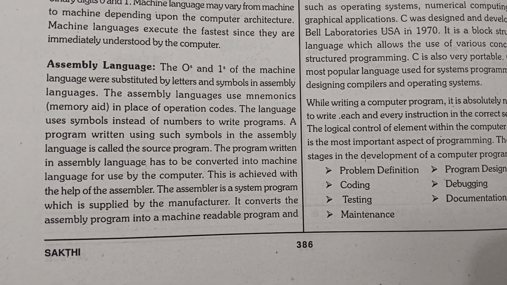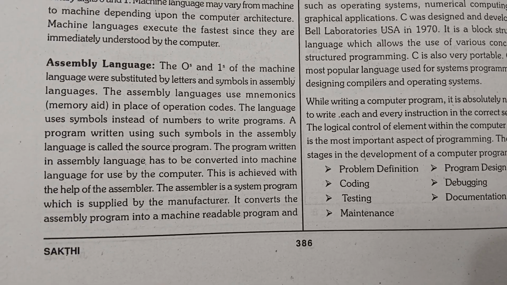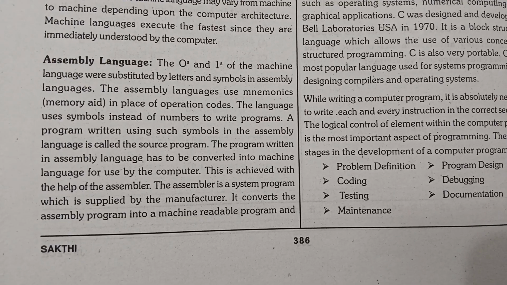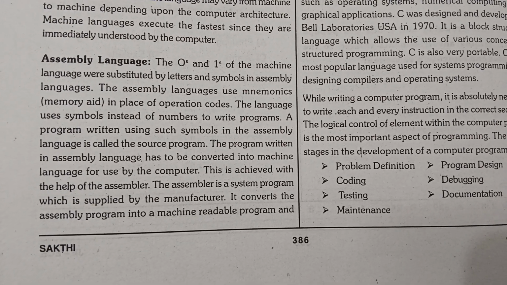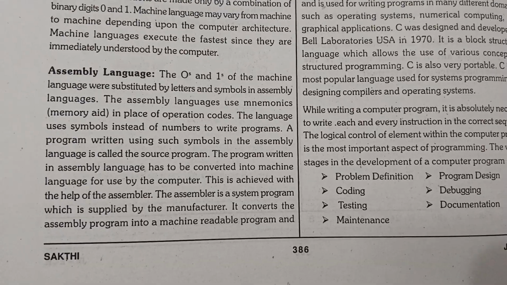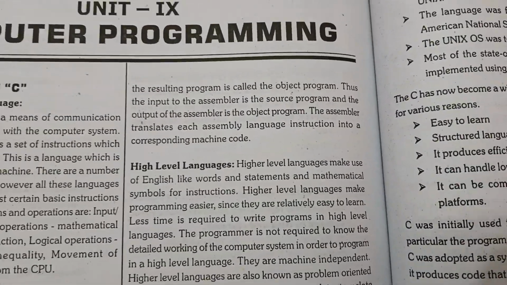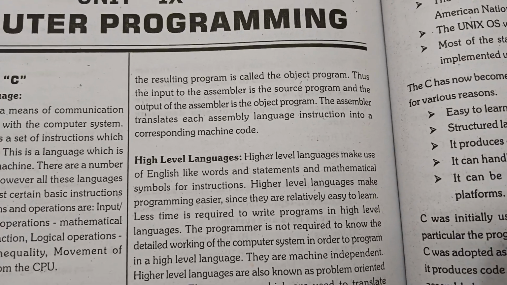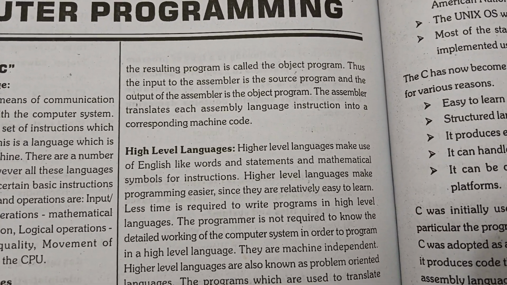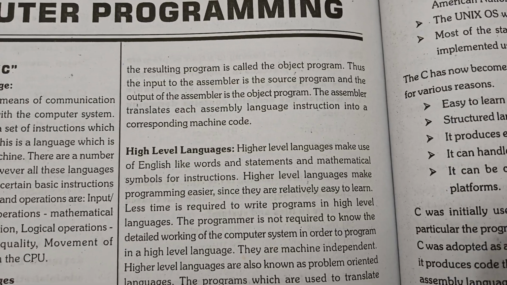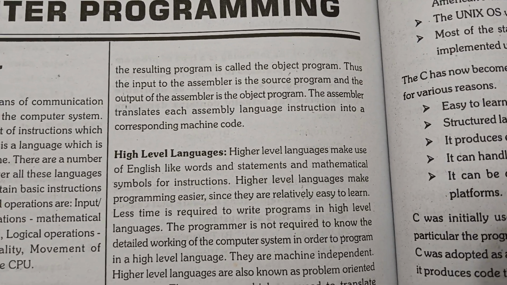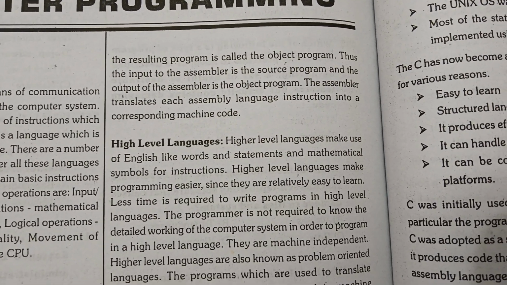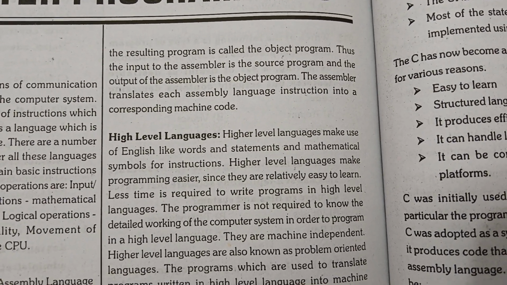The assembler is a system program which is supplied by the manufacturer. It converts the assembly program into a machine readable program, and the resulting program is called the object program. Thus, the input to the assembler is the source program and the output of the assembler is the object program. The assembler translates each assembly language instruction into a corresponding machine code.